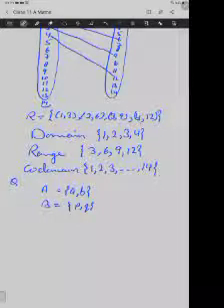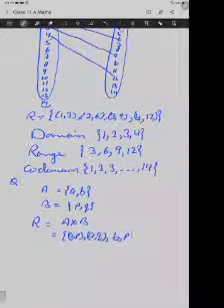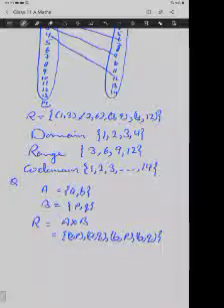So, first of all, the relation R will be A cross B, the Cartesian product. That will give (a, p), (a, q), (b, p), (b, q). This is the relation.